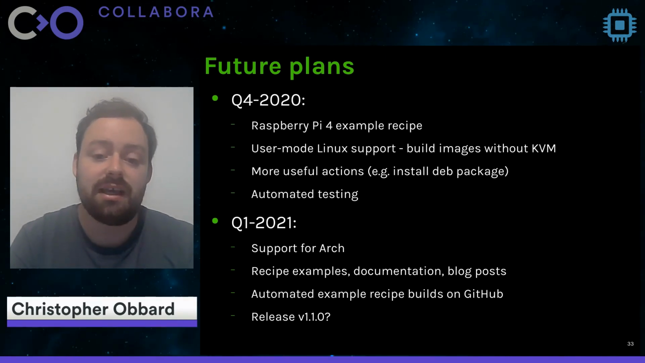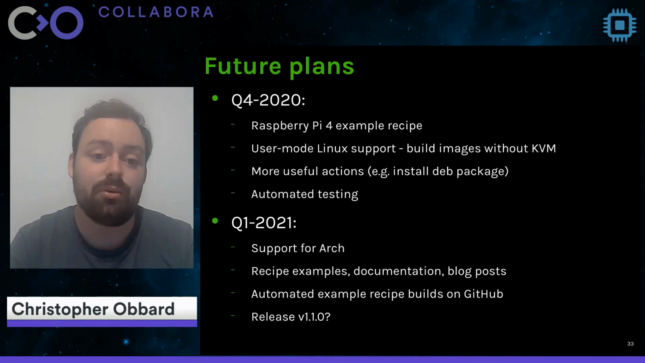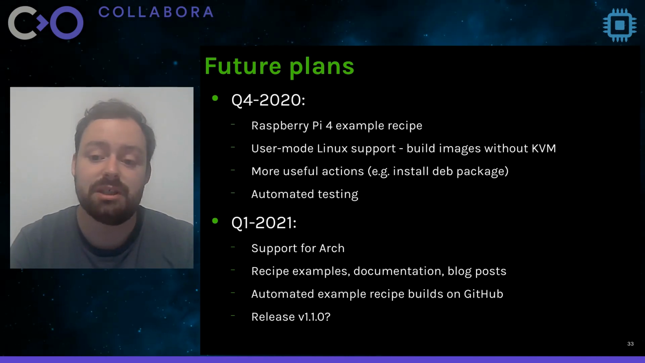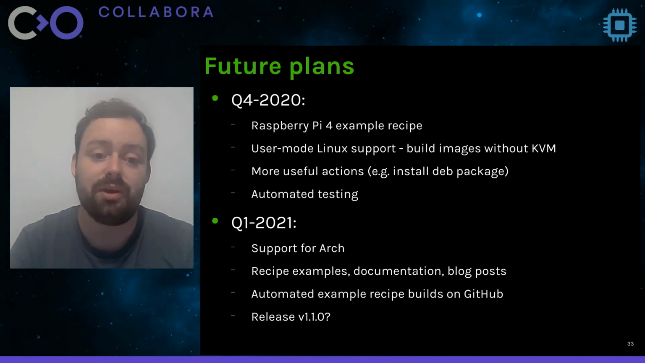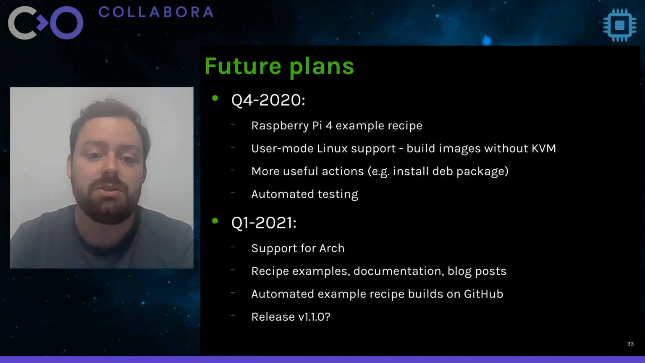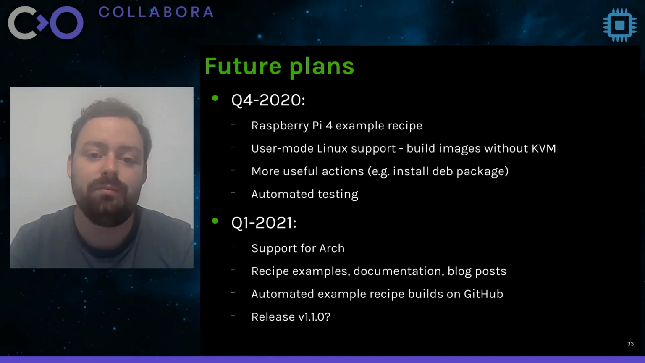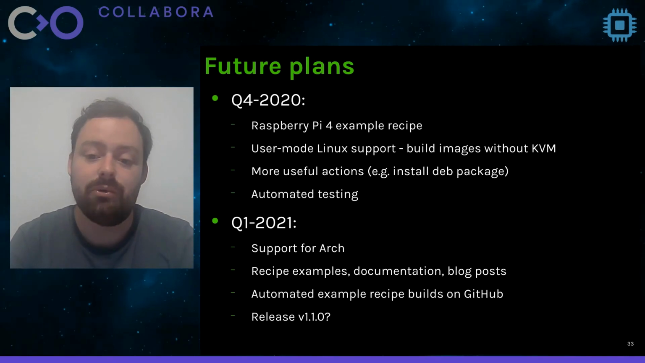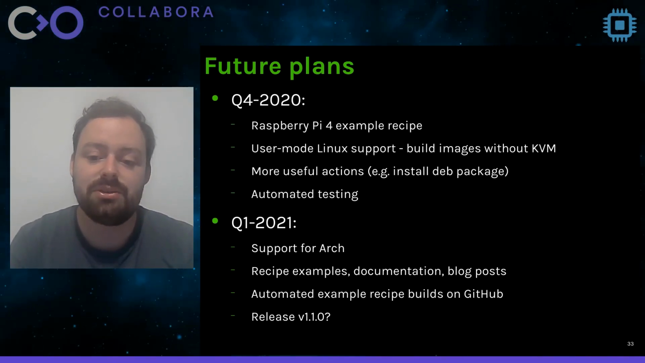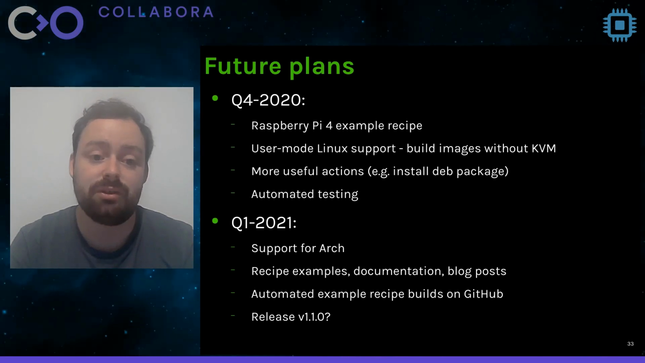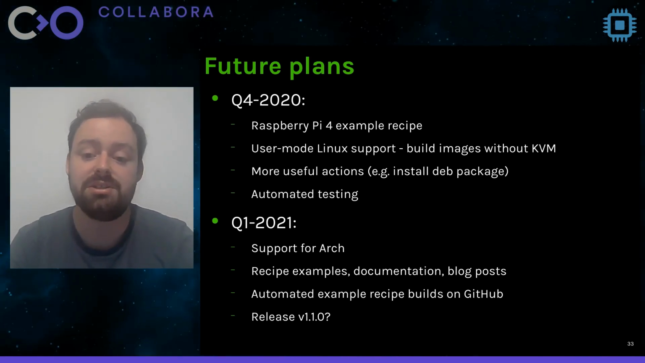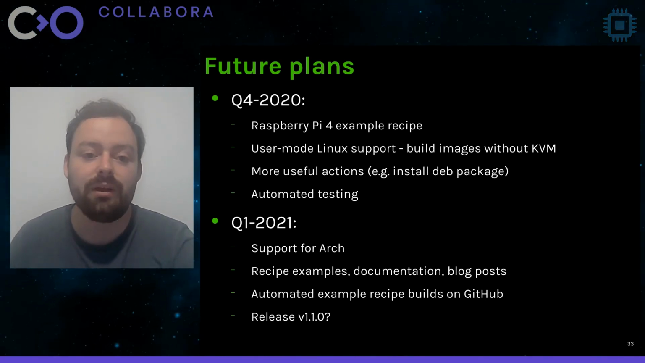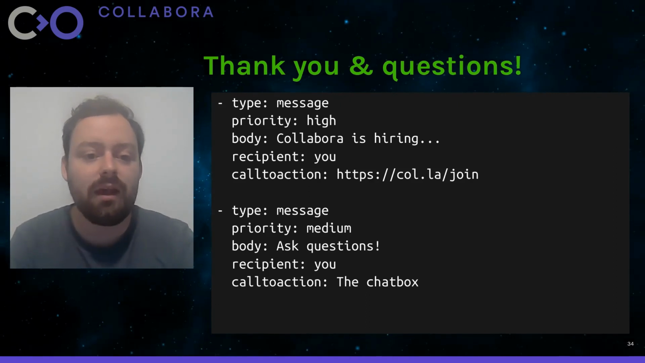And next year we'd like to add some support for Arch Linux, so basically running Debos on Arch Linux. We'd like to create some more recipe examples, some documentation and some blog posts around the changes we've done to Debos, so hopefully we can market the free open source technology to others who may not know about it. We'd also like to have automated recipe builds, with the example recipes I've already mentioned building automatically on GitHub Actions. And if all of that goes to plan, we'd like to release version 1.1.